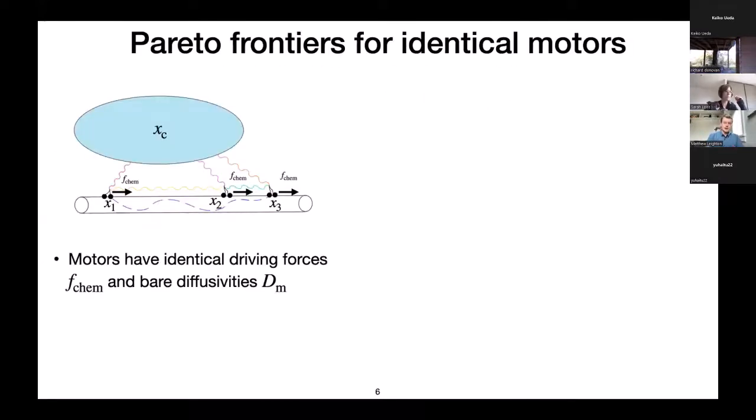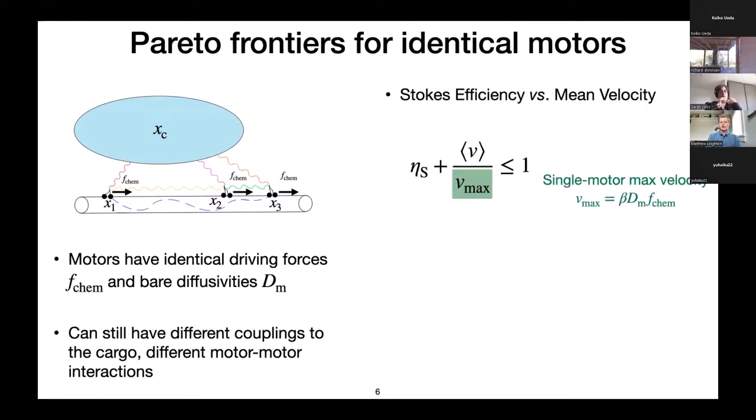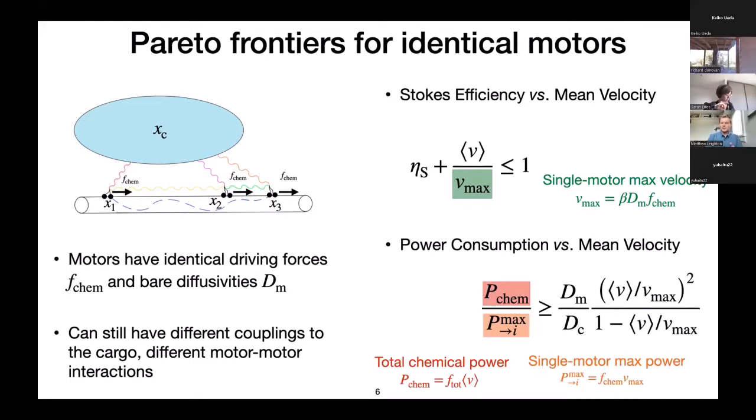When motors are identical, which is often the case in real biological systems, so with identical driving forces and bare diffusivities, but in theory still coupled to each other in the cargo in different ways, we can also derive a couple of Pareto frontiers, which constrain combinations of two different performance metrics for the system. So for example, we get an upper bound on the sum of the Stokes efficiency and normalized velocity, as well as an alternative Pareto frontier constraining combinations of chemical power consumption by the collection of motors and velocity.